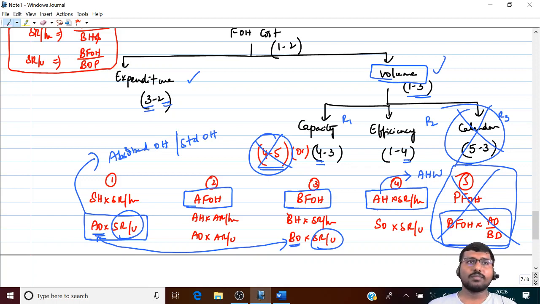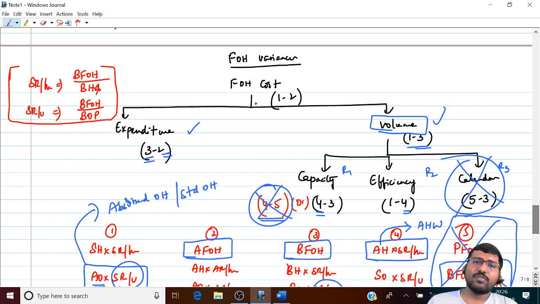Anybody in the class? Really? This many people are there? Nothing? It's a simple logic here. What is the variance that we are studying right now? What is the basic nature of fixed overheads? It remains fixed irrespective of change in volume. Then why do you have volume variance?